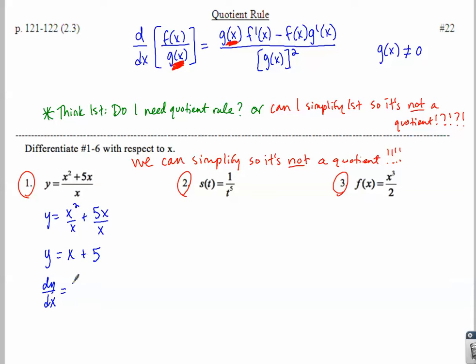What's the derivative of x? 1. What's the derivative of 5? 0. Done. Faster than if I tried to turn that into a quotient rule problem.